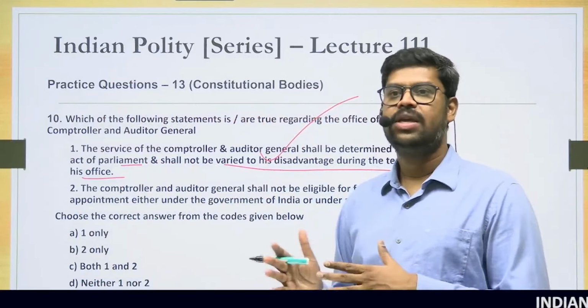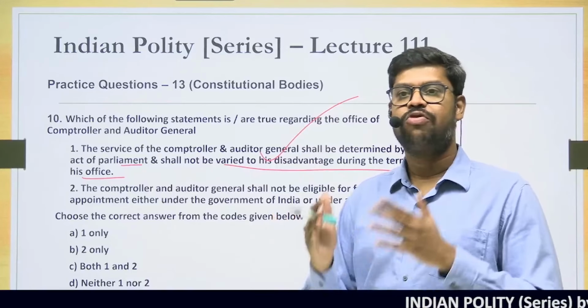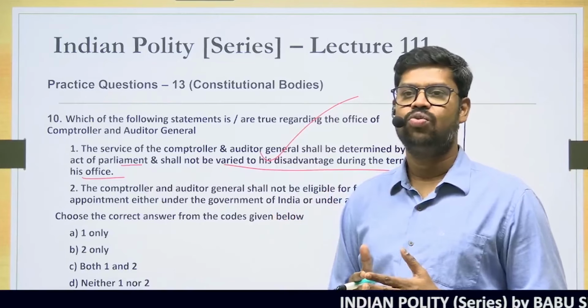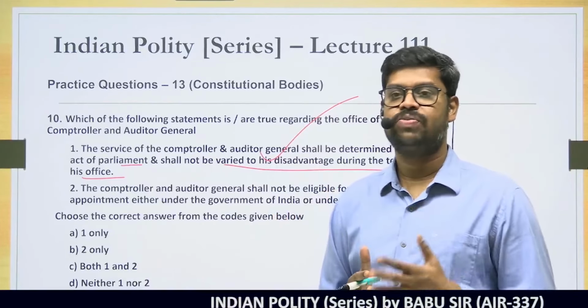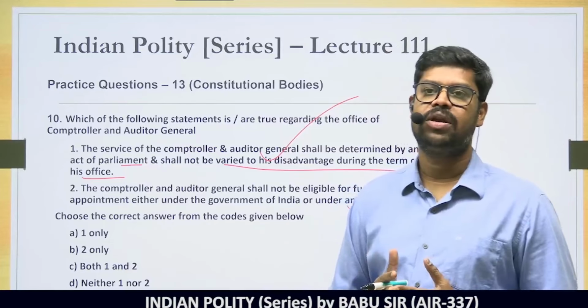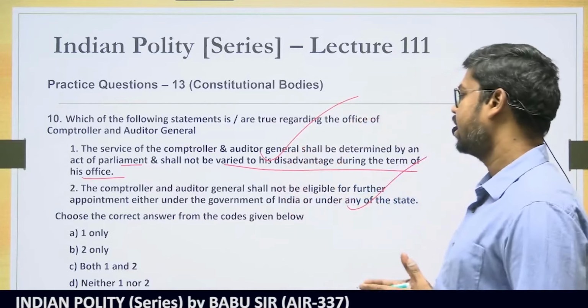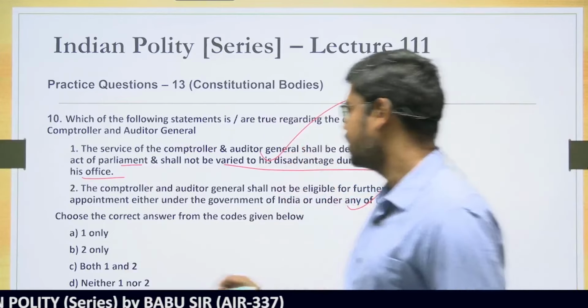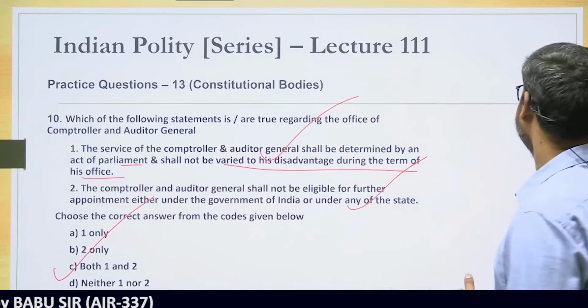Now, why is this there? Why is this prohibition there? So that the Comptroller and Auditor General will do his function independently without any bias, because he understands that he cannot be appointed in any capacity post retirement. So choose the correct answer from the codes given below. The answer is option C, that is, both 1 and 2 are the right answer.